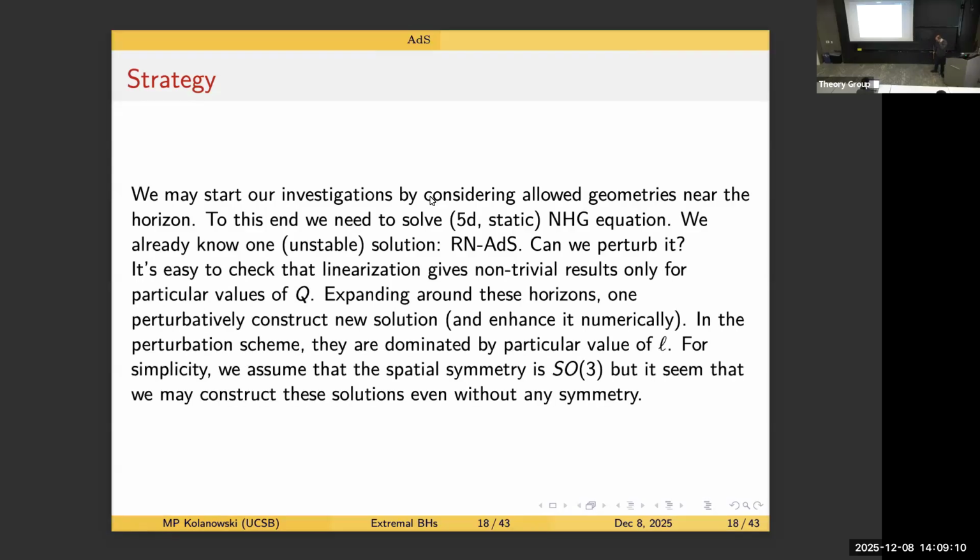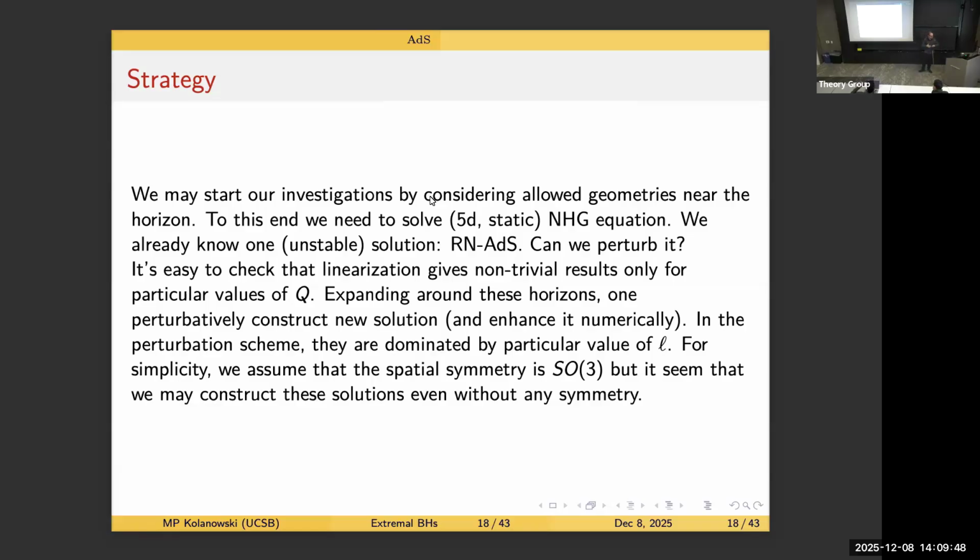Thank you. So you can check that if you try to linearize to perturb this resonance, you find solutions only for some discrete values of charge. And if you expand around them, you can perturbatively build new horizon solutions, and then you can do it even nonlinearly using numerics. And this particular value of Q tells us what's the angular number L that we're turning on.